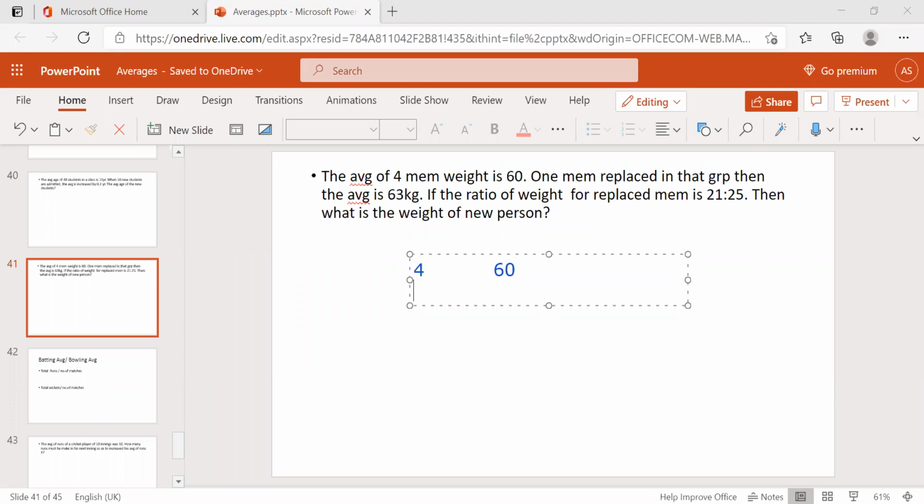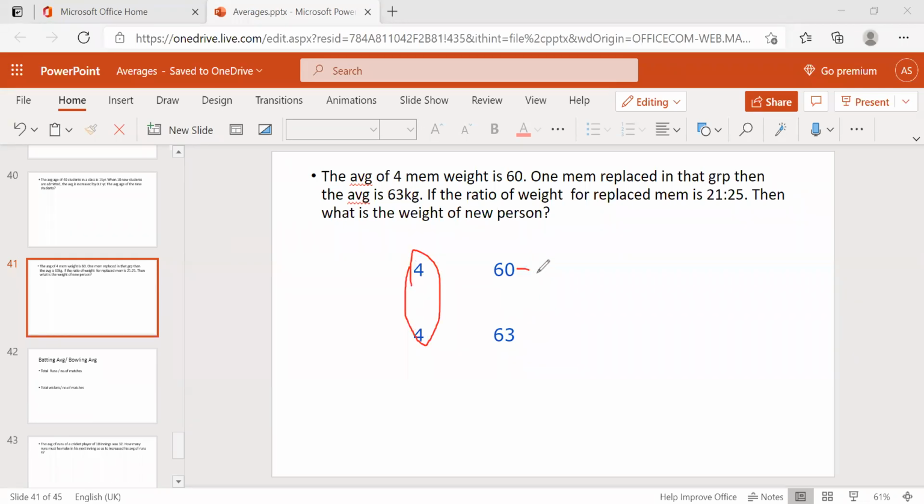And here, with replacing, how many members will be there? Still 4 members only. And what is the average after replacing? It is 63. Now, same thing. We find out the same thing here. Take the difference. But in a replacement, you need not consider the left hand side difference. Why? Because it will remain the same. Before and after replacing, the members will be the same, so don't consider these two things.